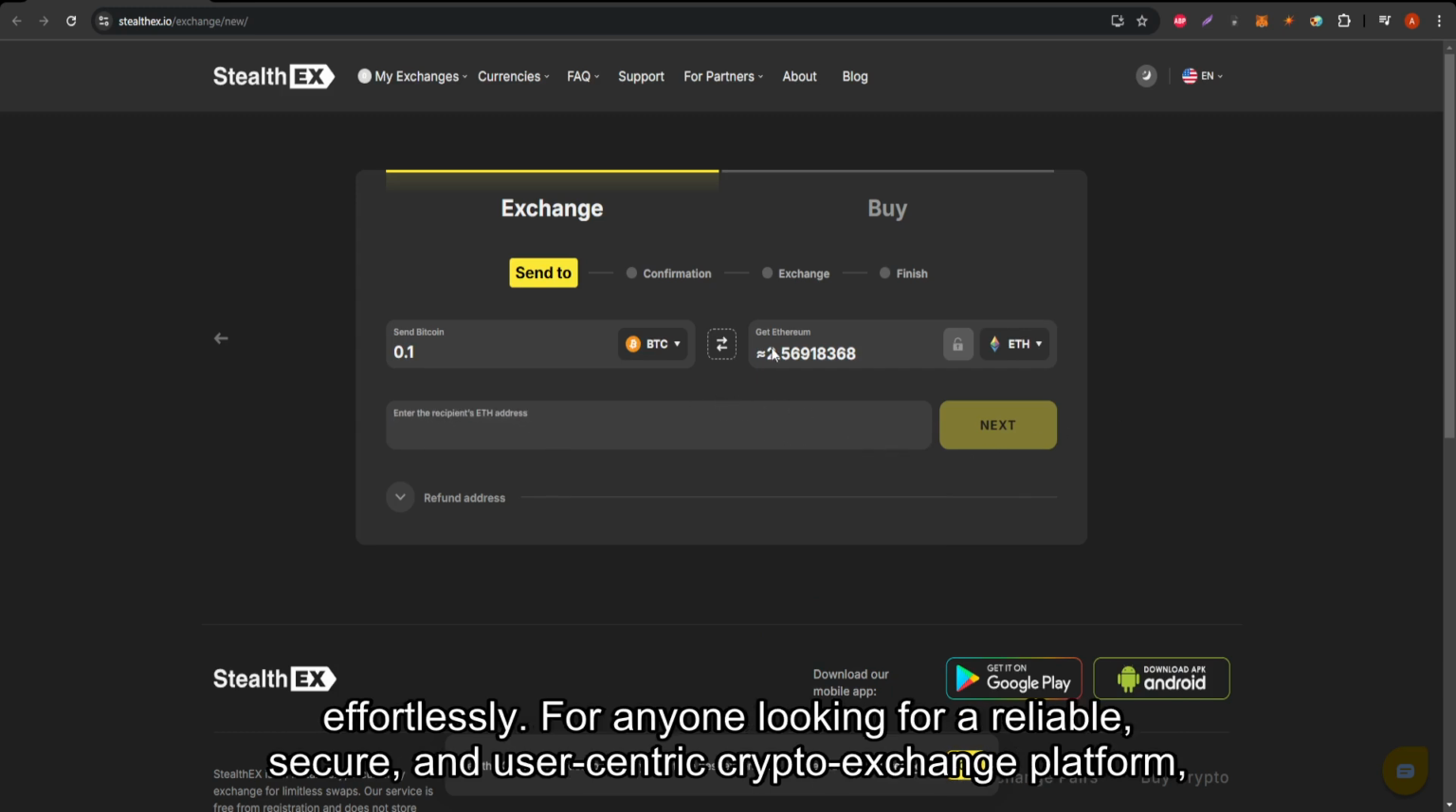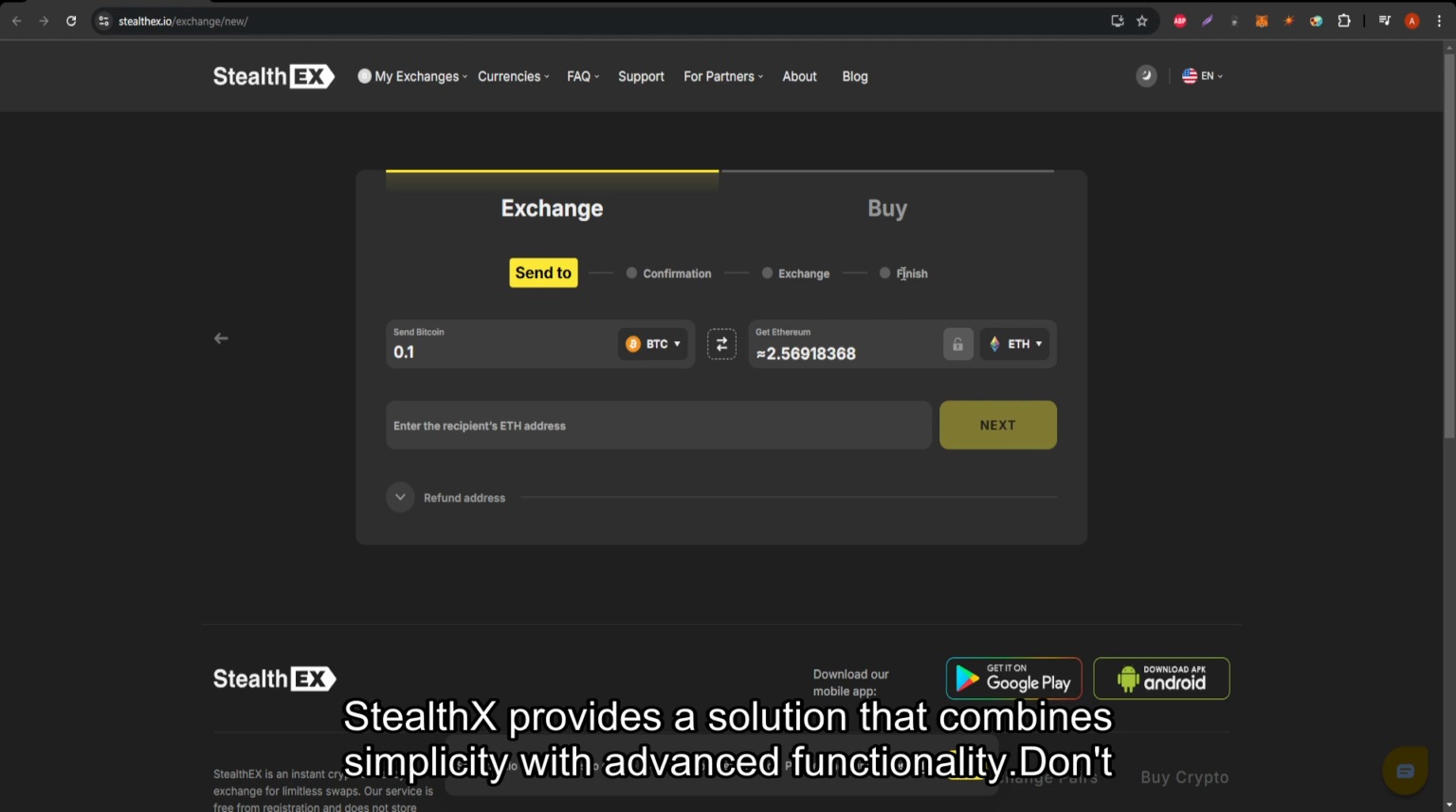For anyone looking for a reliable, secure, and user-centric crypto exchange platform, StealthEX provides a solution that combines simplicity with advanced functionality.